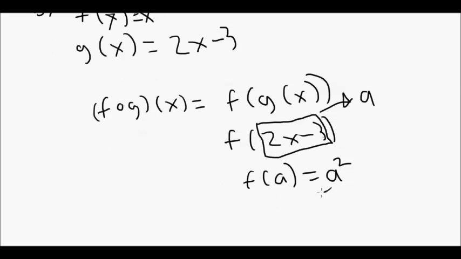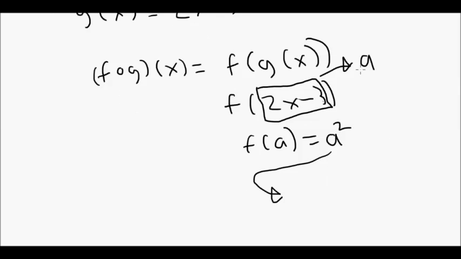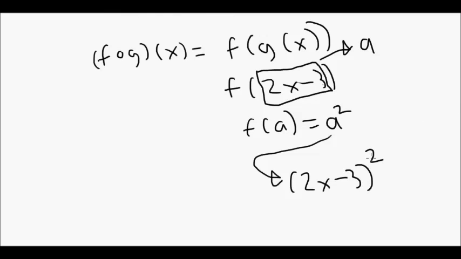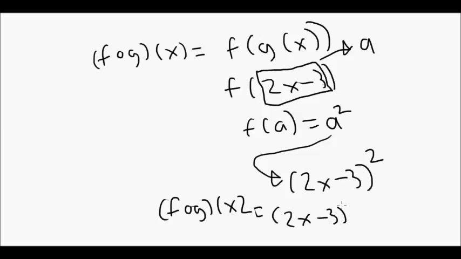And now simply we just have to expand on what a exactly is, as we defined previously as 2x minus 3, and then that's all squared. So there we go. That was quite simple. Our composite function is this 2x minus 3 squared, all squared.